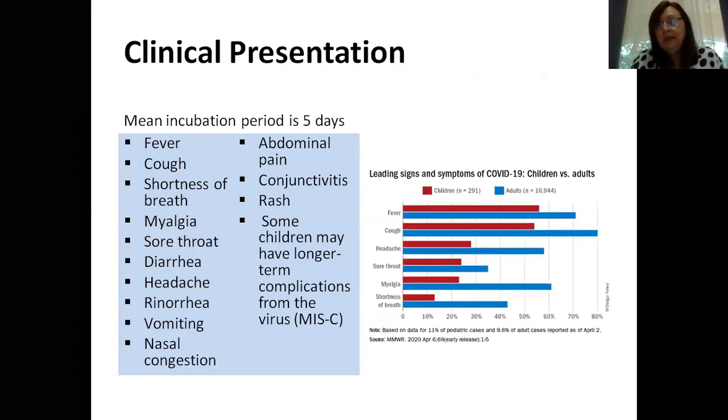So what about the clinical presentation? Usually, signs and symptoms will develop from 2 to 14 days after exposure to infection, and the mean incubation period is about 5 days. The figure on the right is from the CDC, showing the leading signs and symptoms of COVID-19 in children versus adults. As we can see, the leading signs and symptoms are the same in children as in adults, but they are less severe in nature, and they are also less likely to occur.